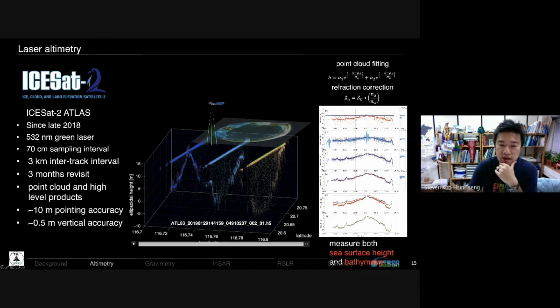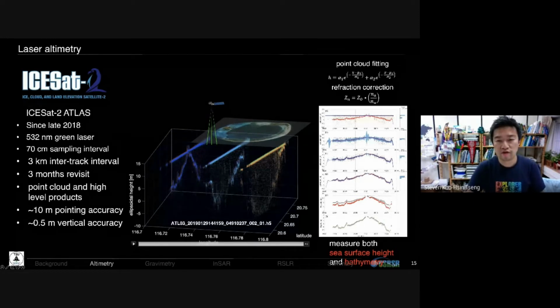As I said, in some clear water, the penetration can go as deep as 30 to 40 meters. And further, we can analyze the point cloud to recover the bathymetry. But ICESat-2 also provides the sea surface height product, because in this class we mainly focus on sea surface rise. So here's just an example that the LiDAR data can also give us a very accurate measurement of sea surface height.